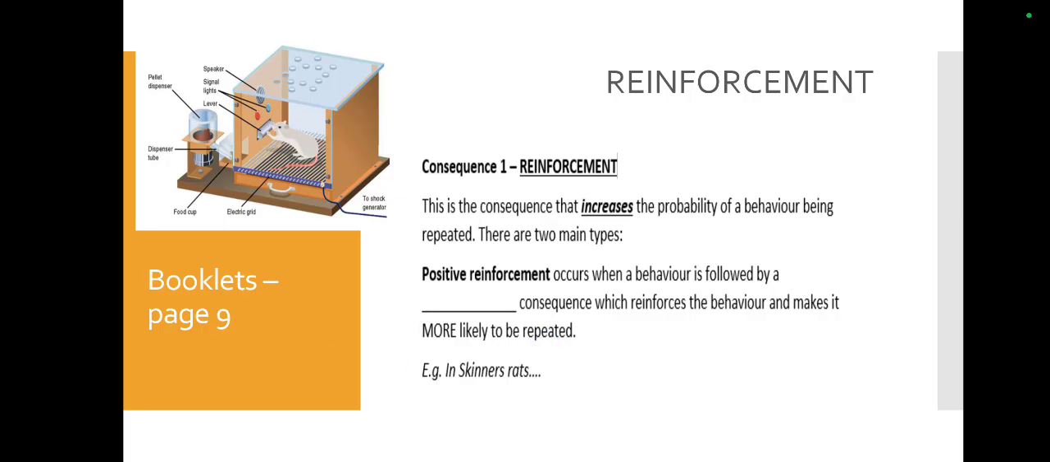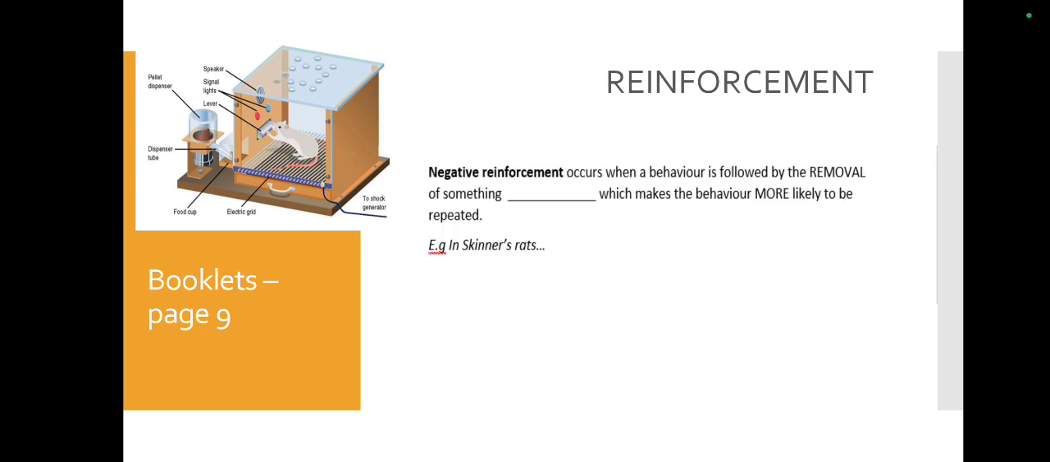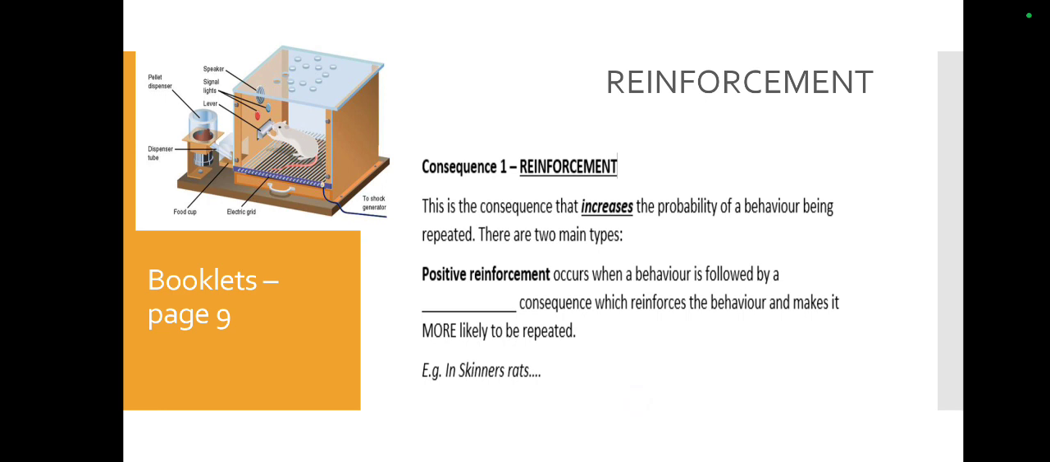We're now going to go ahead and actually fill in the gaps that are in your booklet just to re-emphasise this. So top of page 9 then. So 1 consequence is reinforcement. This increases the probability of behaviour being repeated, as I've already told you. So positive reinforcement occurs when a behaviour is followed by... Now, what did we say? What are we going to put in there? Begins with a P. Okay, we got it. It's a pleasant consequence, which reinforces the behaviour and makes it more likely to be repeated.